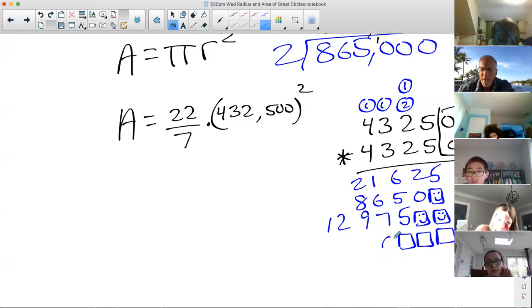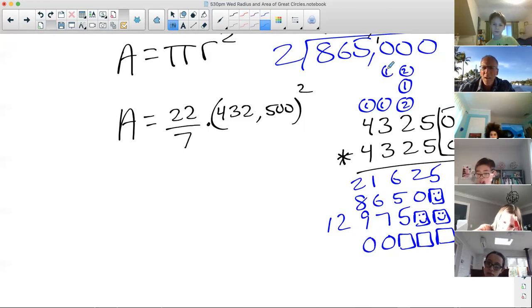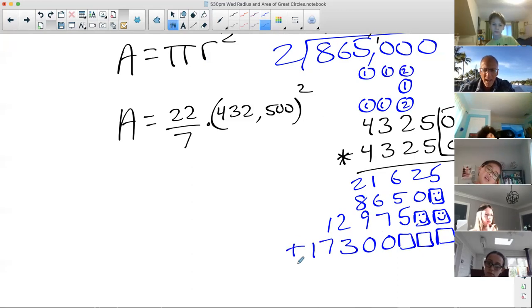4 times 5 is 20. 4 times 2 plus 2 is 10. 4 times 3 plus 1 is 13. 4 times 4 plus 1 is 17. Everybody, let's add those together.